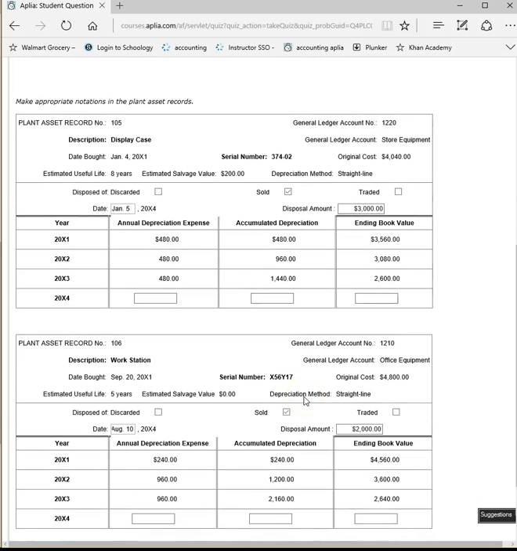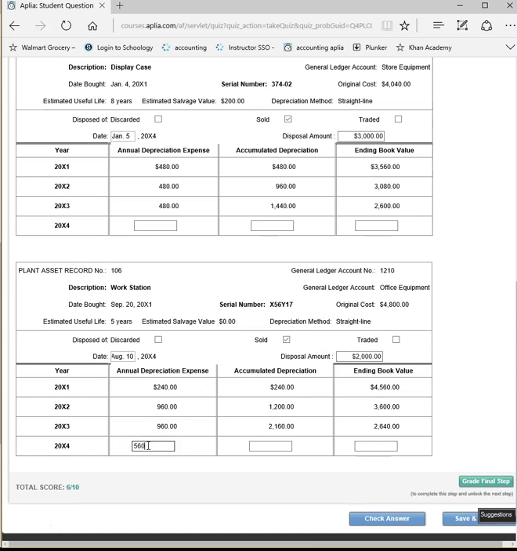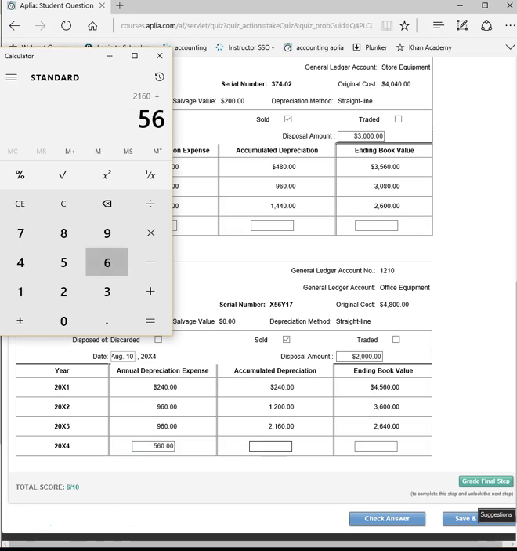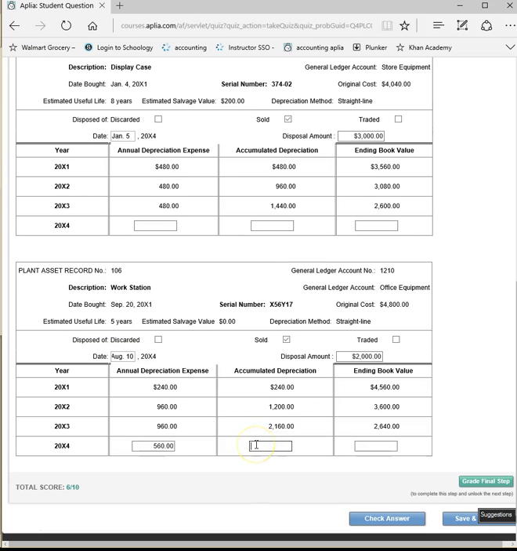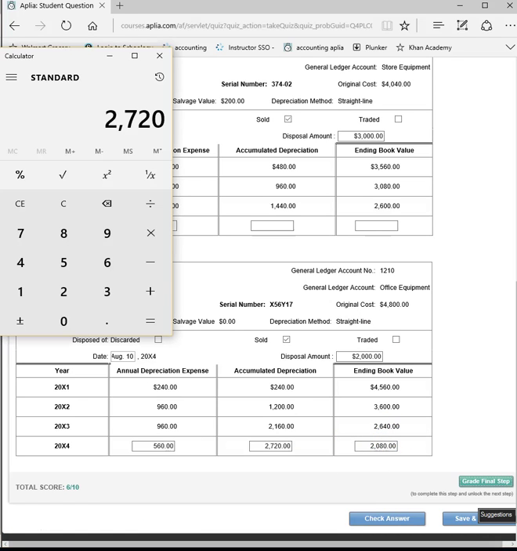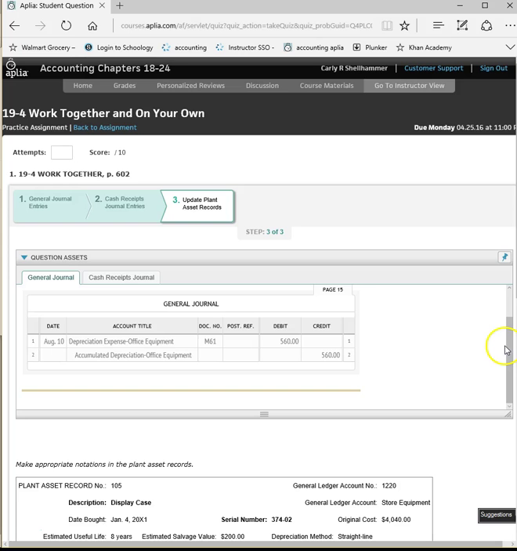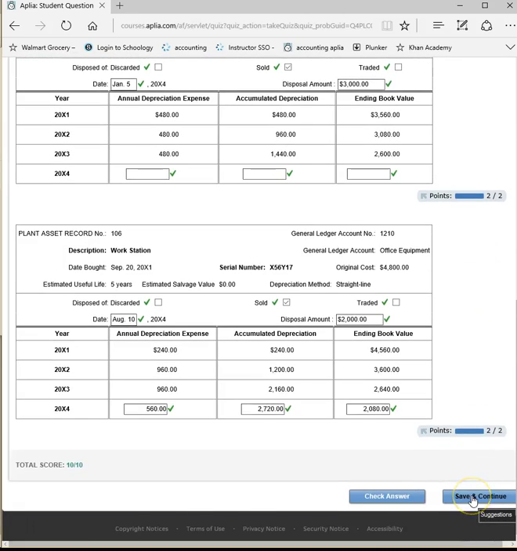I'm just remembering, I guess. We need to fill in this last line. So annual depreciation was $560. Add that to the previous year, we're at $2,720, which gives us $2,080, which is why we lost $80 on that sale. That last item was $2,640 minus our depreciation. Sorry, I did that wrong. $2,640 minus $560, which gives us $2,080. Yay. Awesome. All done.